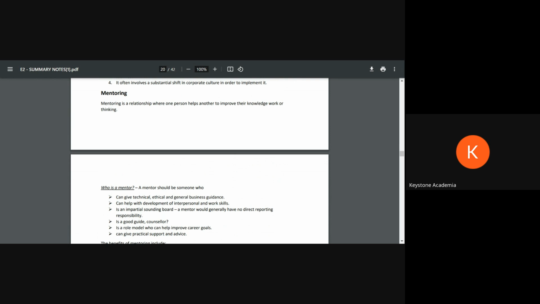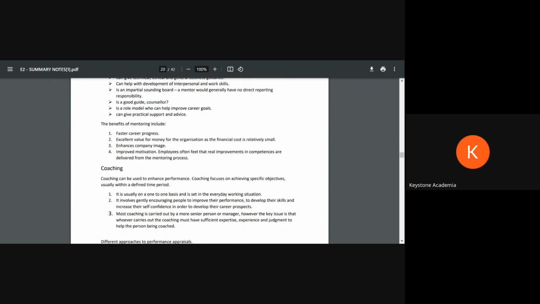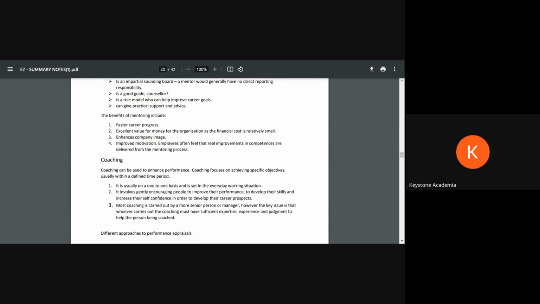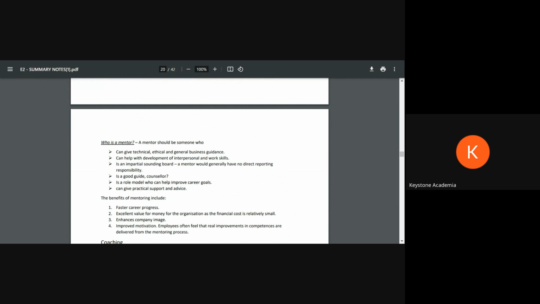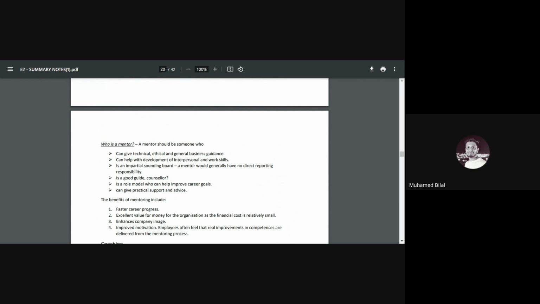Okay. If you scroll down below, you can see the points. All right, excellent. Value for money, what does it mean exactly? Like if there is a mentor, the company doesn't need to train the employee, the training costs are not there, is there something like this? Exactly. Okay. Are we all good to go to the next one?